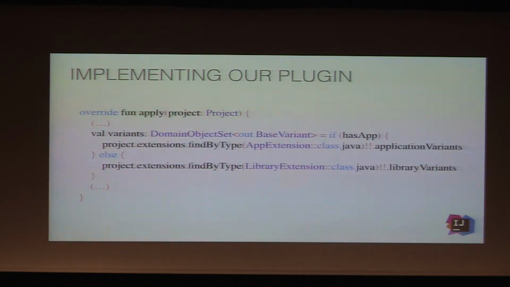After that, we're going to look for all the variants in the app. The APIs are different if you're an app plugin or a library plugin. So we need to check one or the other by taking the extension by type and then getting the right attribute on them. So application variants for app and library variants for library.